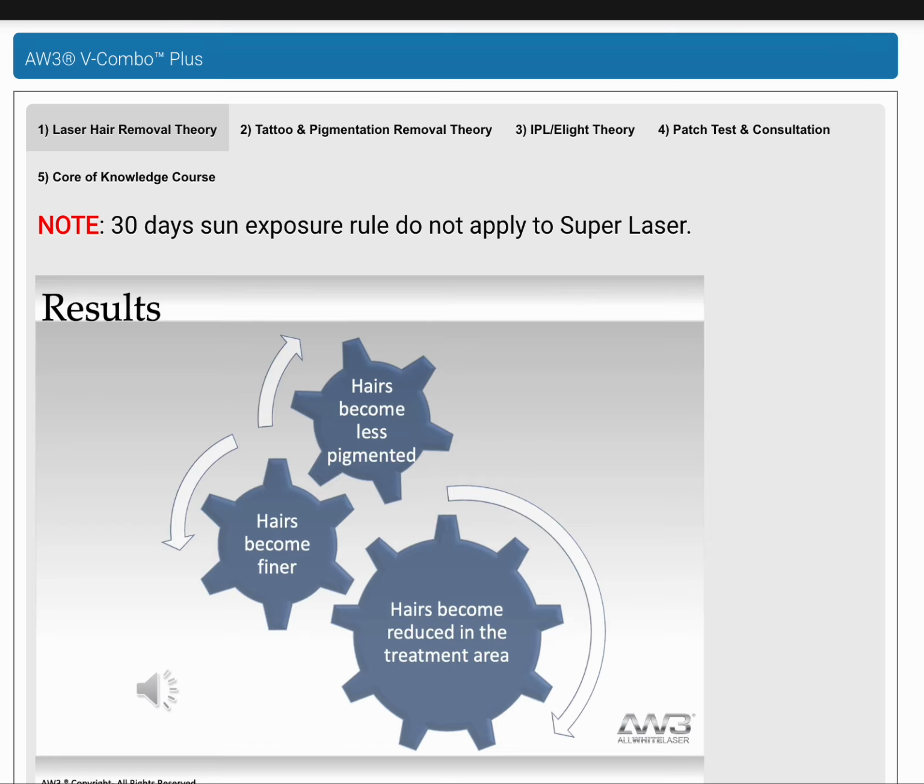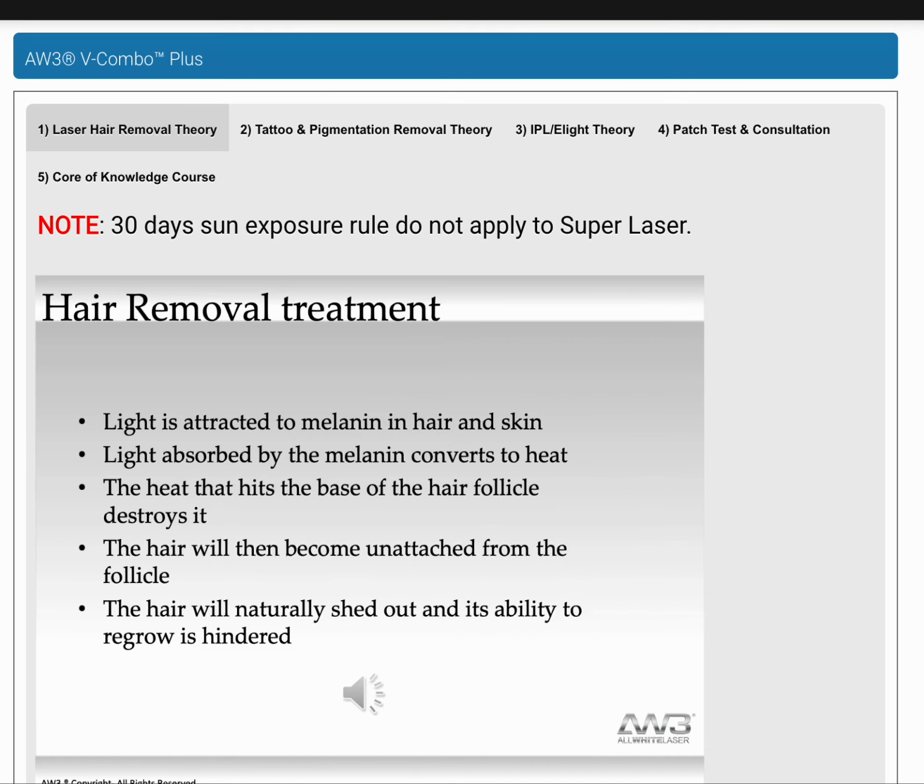What results can the client expect to achieve? With the AW3 laser system, clients can expect to see that the hairs in the treatment area are reduced, become finer, and less pigmented. Now we'll recap on how the hair removal treatment works.